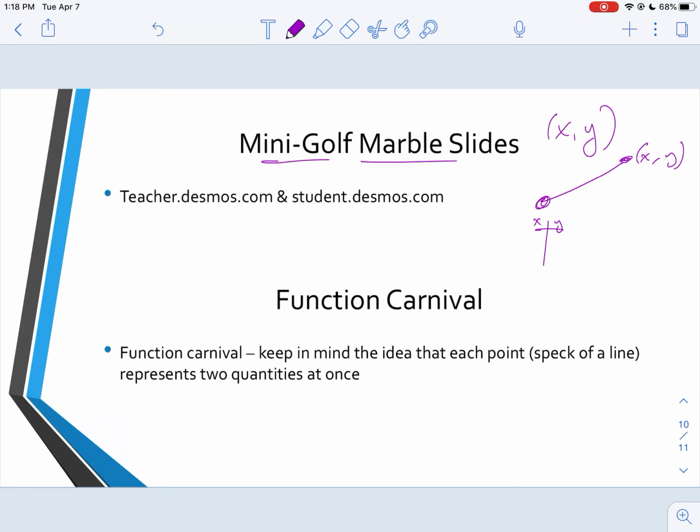And then the second activity is Function Carnival, and there's really some great things happening here. It might take you a little bit to get into it and understand how the interface works, how the play button and the graph works, and what you're drawing. But I really encourage you to spend some time with it. If you're confused or need some extra help, feel free to reach out to me. I'd be glad to do that.